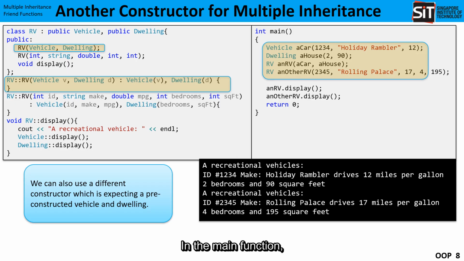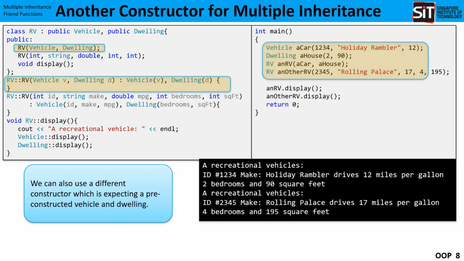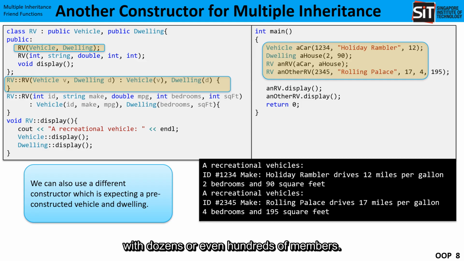In the main function, when we call anRV.display, writing the details of the display function was streamlined because much of the output has already been formatted in the parent class versions of the function. Of course, this example is short to help you follow the logic. But in a class with dozens or even hundreds of members, you can imagine that the time saved by inheriting from already developed classes will be even greater.